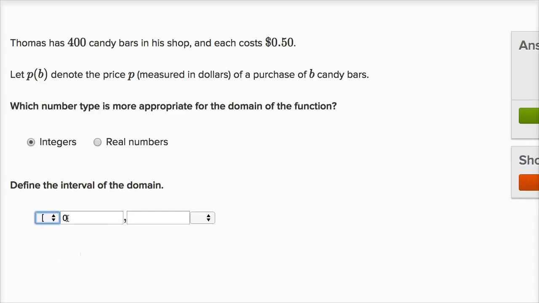So the least I could buy is 0, and then the most I could buy, the store has 400 candy bars, so that's the most I can buy. The most I could buy are 400 candy bars, and I can buy 400, so I would put brackets there as well. So for the interval of the domain, I would want to select integers. So B is a member of the integers such that B is also a member of this interval. It can be as low as 0, including 0, and as high as 400, including 400. Got it right.